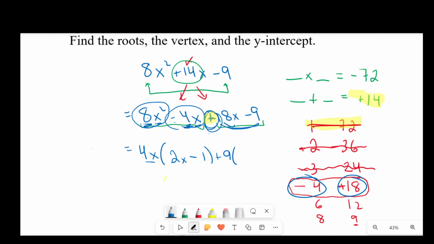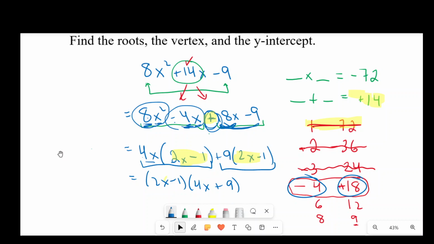And that leaves me with, so this is 18x divided by 9, 2x, and minus 1. We know we're doing the right math because my bracket matches my other bracket. So I'm going to common factor that bracket. And when I common factor it, this term still has 4x, and this term still has plus 9. So I have fully factored.